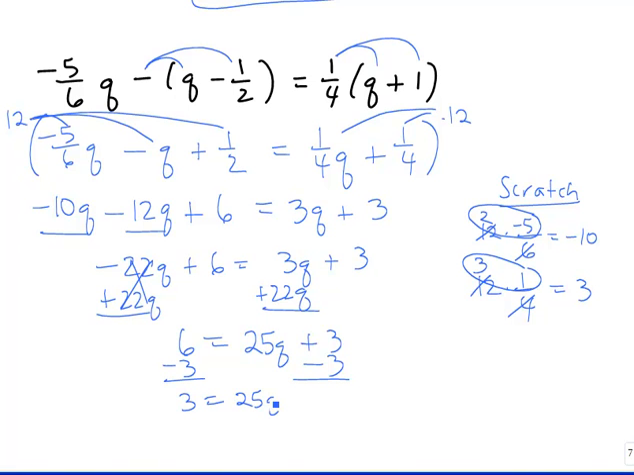So now to finish solving for q, I have to divide through by that coefficient. So I'm going to divide both sides by 25. And I get q equals 3/25. That's a reduced fraction, so I have my final answer. Alright, that concludes our lecture on solving linear equations. Good luck.